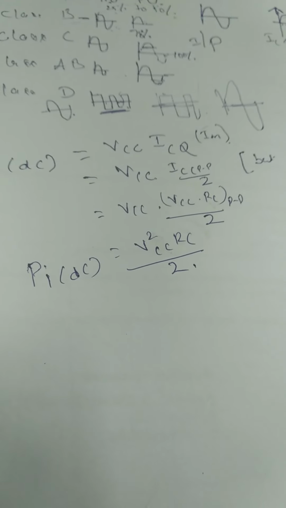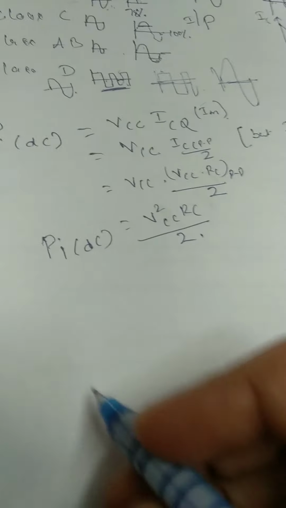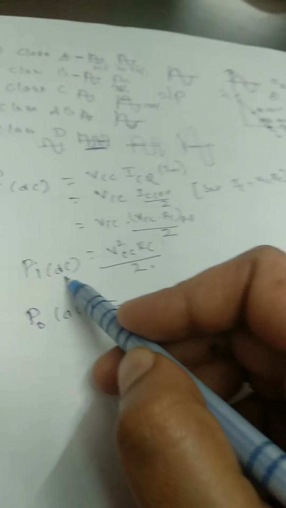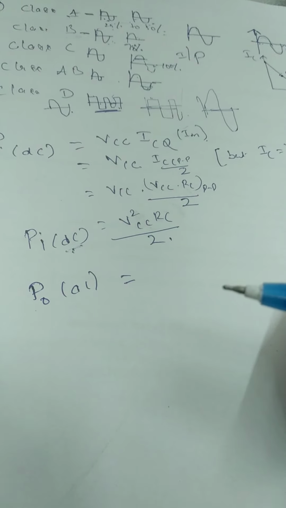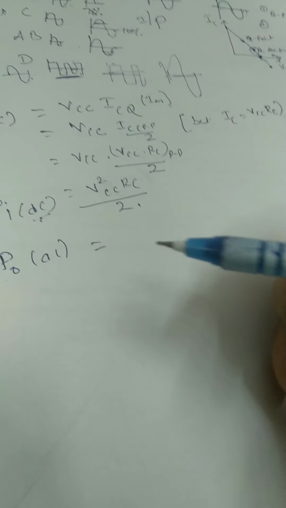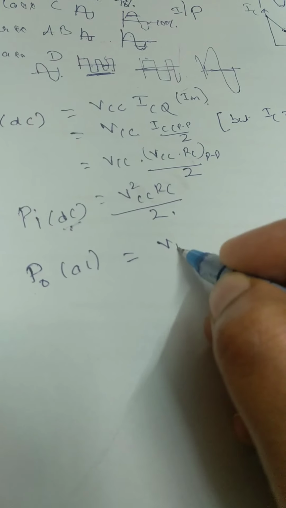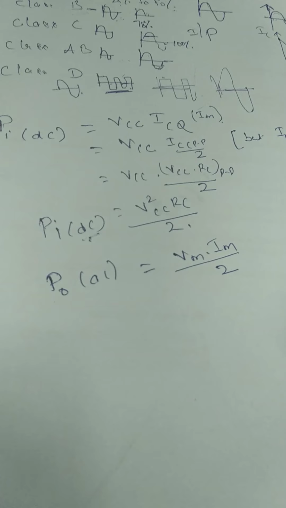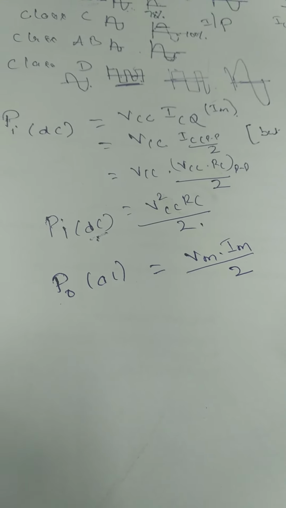So we'll see what is the output AC power. So what input we are giving is DC, and the output we are getting is AC. So output AC power is given by VM into IM divided by 2. VM into IM divided by 2.